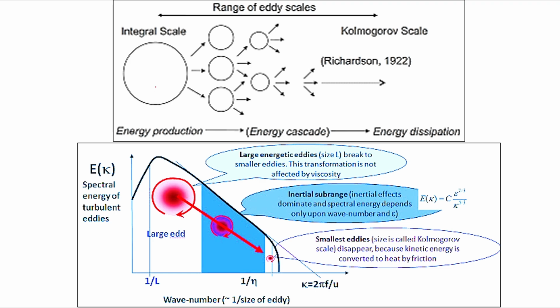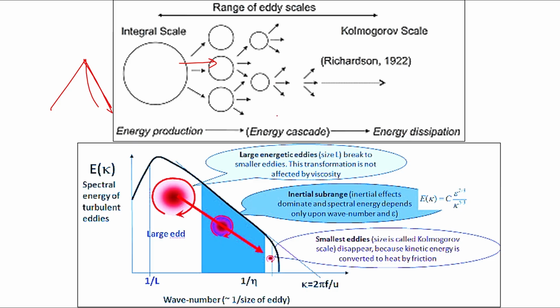So first there is energy production. Maybe there is a mountain or a building, so large vortices, eddies, are formed. Then that will be transferred to small eddies. So there is an energy transfer from the larger eddies to the smaller eddies, that is called energy cascade.